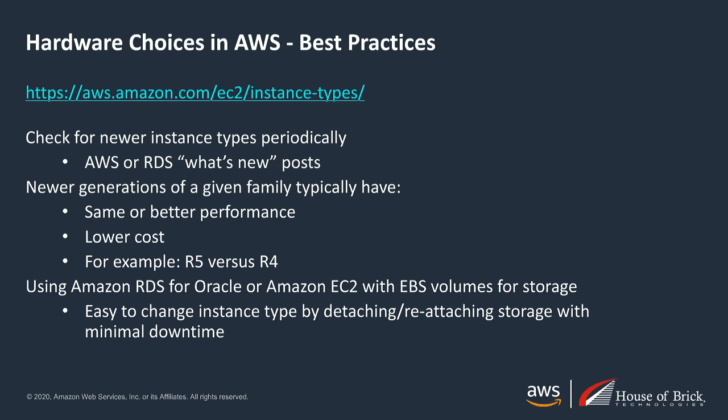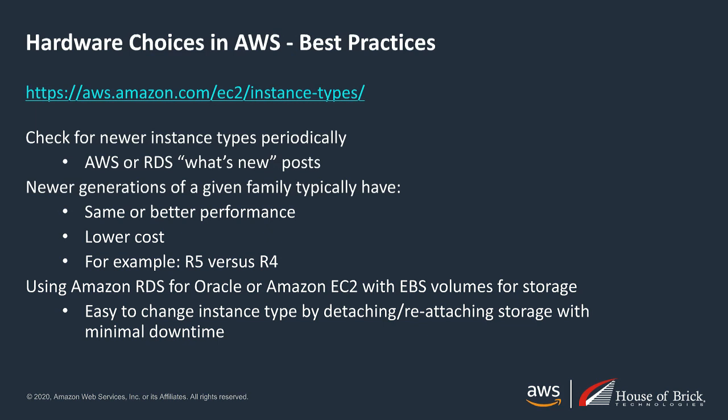So some best practices when it comes to choosing the right hardware. First, check to see if there are newer instances available. AWS and RDS often release something called What's New, and there will be new instances being announced, not just at our big conferences, but we also announce them very periodically. There may be a new instance type that fits your database workload even better, allowing you to really right-size your database application. Many times, the newer instances that come out give you the same or even better performance at the same or often lower cost.